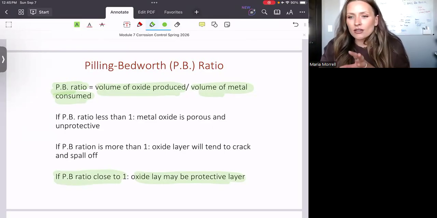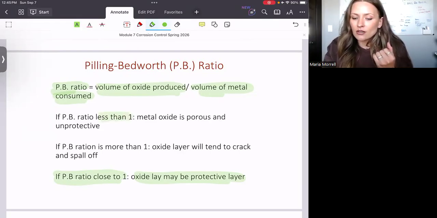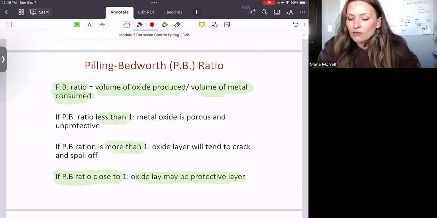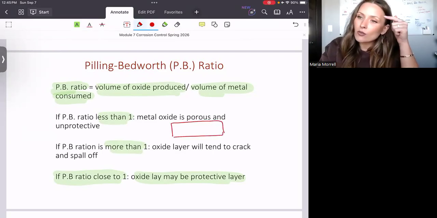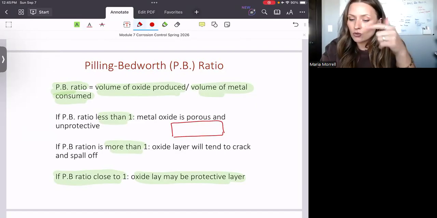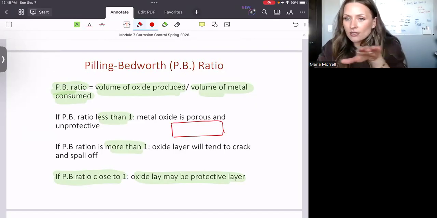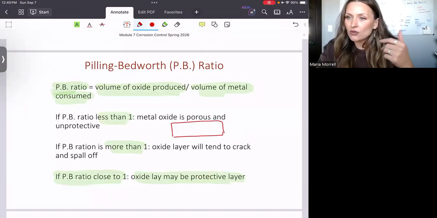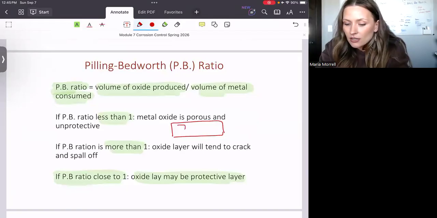Now, I'll finish my thought right away. Of course, you can end up with a scenario where your PB ratio is either less than 1 or more than 1, and here's what happens. Let's think for a second. If my ratio is less than 1, that means the volume of oxide that has been produced is less than the volume that I have consumed. If I am looking at, let's say, a pipe, and I'm trying to produce this oxide, but my PB ratio is less than 1, your oxide is going to look something like this.